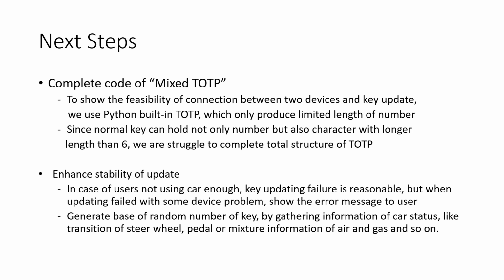And we're going to enhance the stability of the update too. In case users don't use the car enough, the key updating barrier is reasonable. But when updating a pair with some device problem, there is a need to show a message to the user. Also, we are thinking of generating random numbers by gathering information on car status, like transitions of the steering wheel, pedal, or mixture information of air and gas, which gives more randomness to the code.